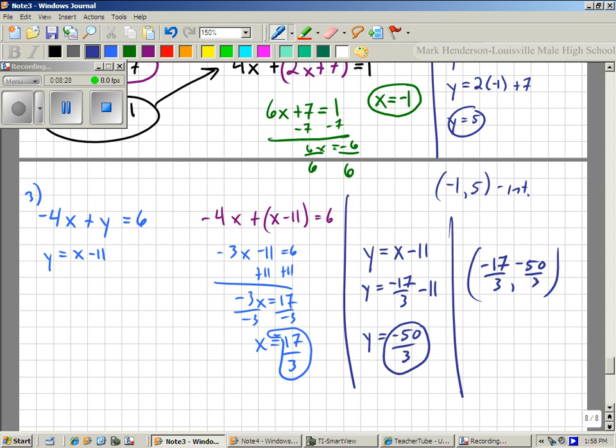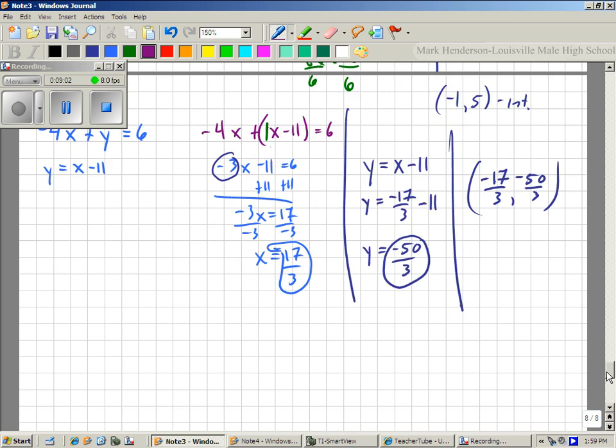Where did I get the 3 from over there? Right here? That's a good question. If you remember, this is not just x. This is 1x. So negative 4 plus 1 is negative 3. So I saw a couple people that made that mistake. Anybody else have any questions over that one? Okay, so that's the first thing that can happen. There can be one solution. So let's look at another one.